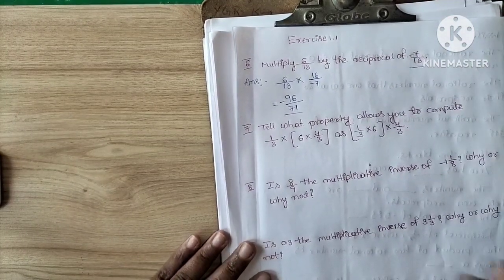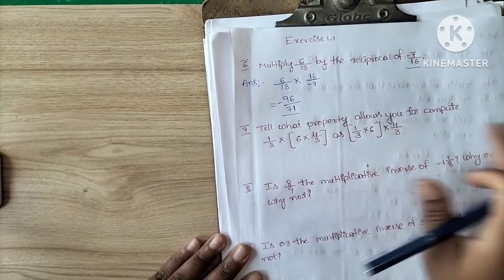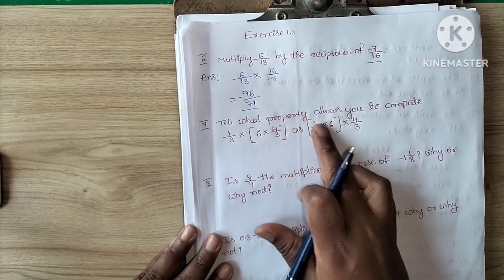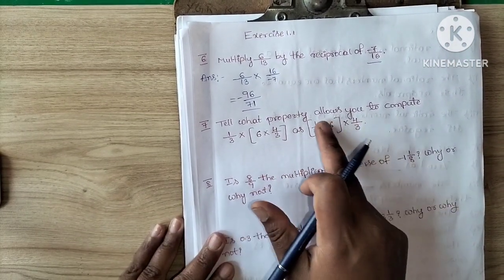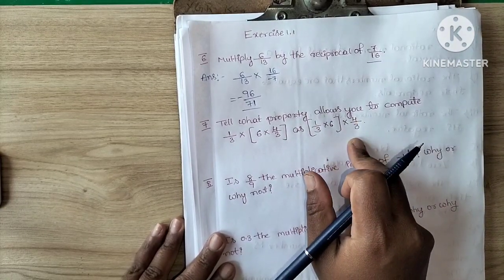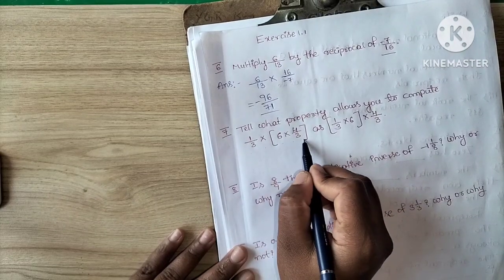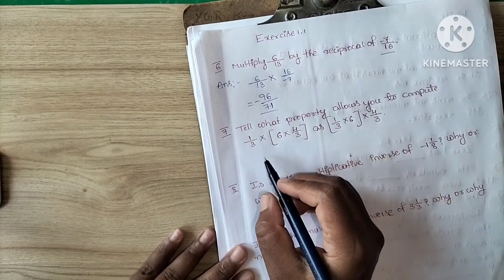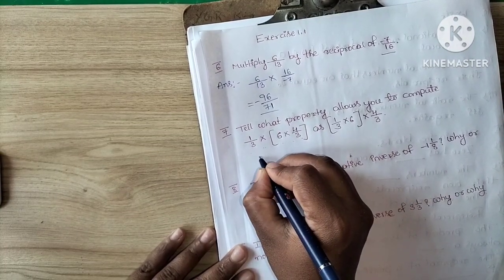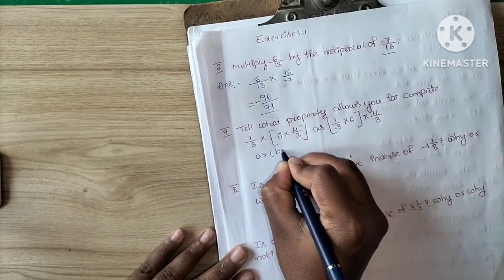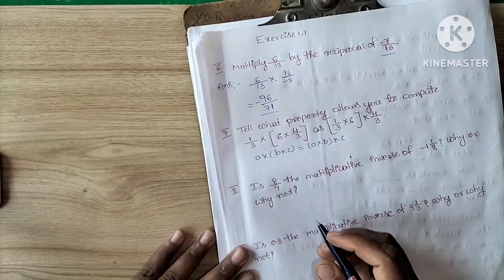Next, the seventh question. Tell what property allows you to compute 1 by 3 into 6 into 4 by 3. See, the given question is in the form of A into (B into C). This question allows the associative property. We know that the associative property is A into (B into C) is equal to (A into B) into C. This is called the associative property.